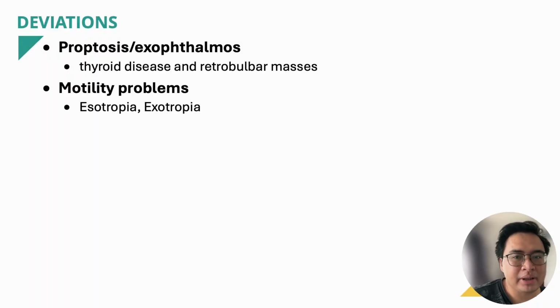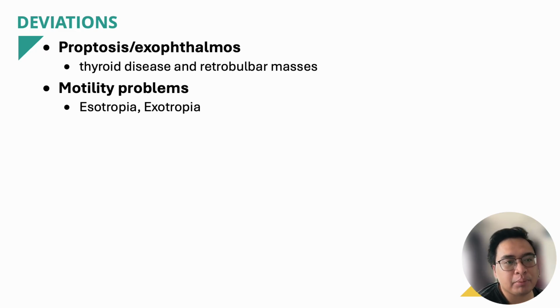And lastly, there may be deviations. So when we say proptosis, it's a general term meaning a displacement forward. Exophthalmos refers specifically to the eyes. So when could we see those symptoms? You could see them in thyroid disease as well as if you have a tumor located behind the orbit. So it's called a retrobulbar mass.